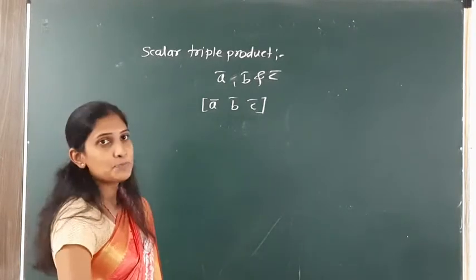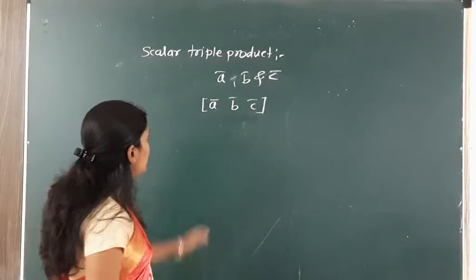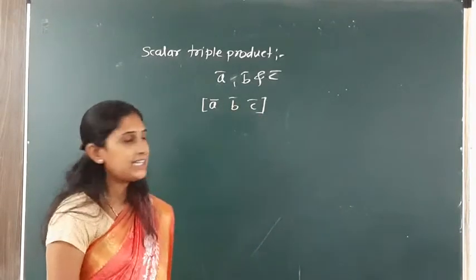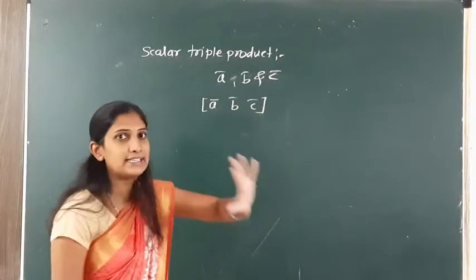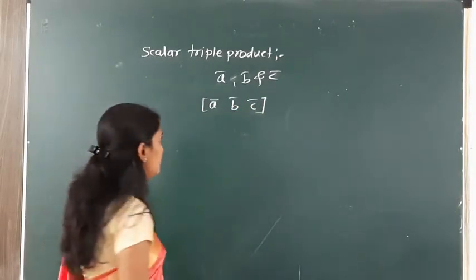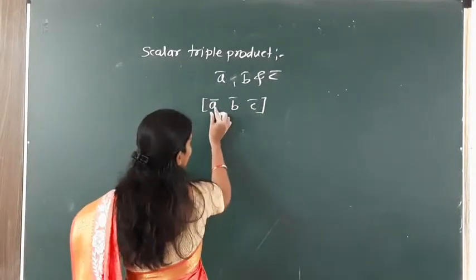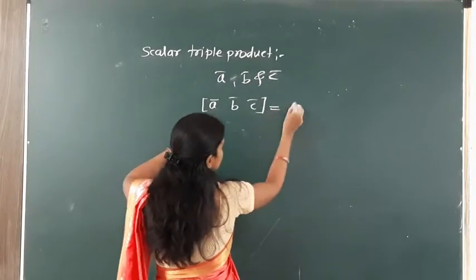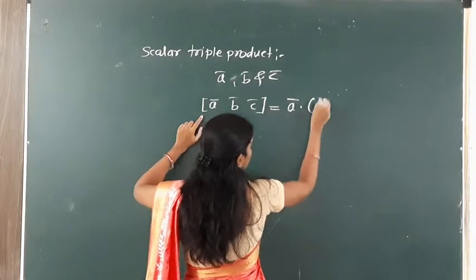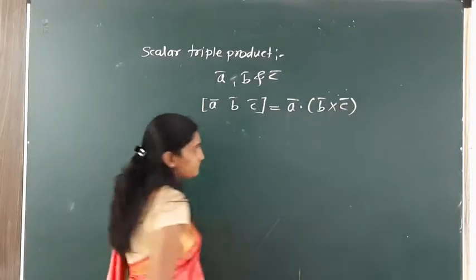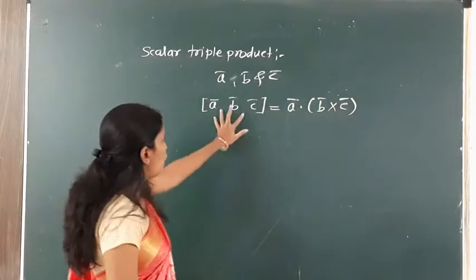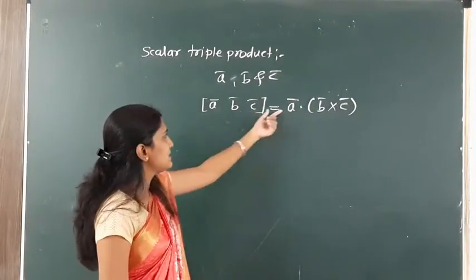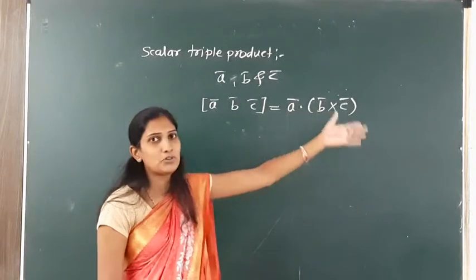Now, what is its property? If we make a cyclic change in that box product, then we will get its value as it is. And what is its value? The box product of a bar, b bar, c bar is equal to a bar dot b bar cross c bar. It is the combination of dot and cross product.